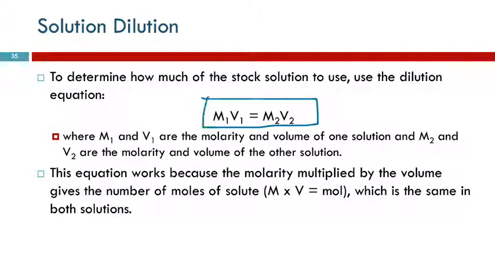M1V1 equals M2V2. It looks like a gas law equation, but it's not. Capital M here stands for molarity. The molarity times the volume of one solution equals the molarity times the volume of the other solution. The reason this works is because if you take, maybe you have a 1 molar solution, 1 mole per liter, and you measure out 5 liters of it. The units come out to be moles.